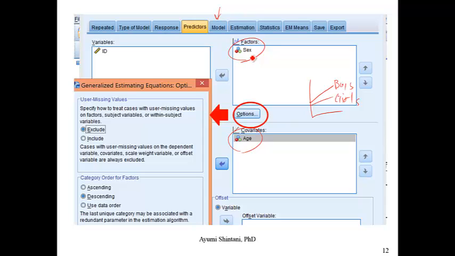Sex is a categorical variable, so you put it under factors. When you put it under factors, let's click on descending. You click options, and this box appears. You click on descending, which means female, coded 0, would be the reference category. So you're comparing male to the female reference, right? And the age is a continuous variable, so you put it under covariate.